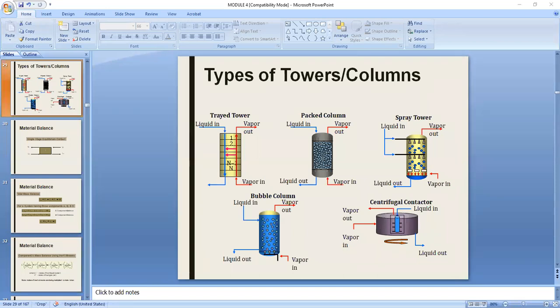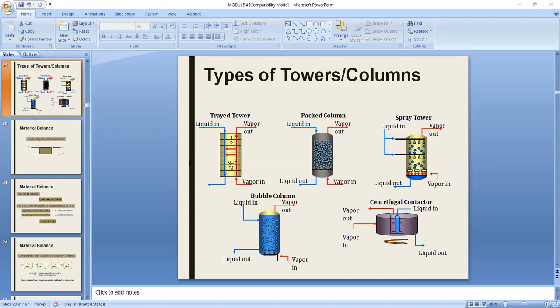So we have the tray columns here, or the plate columns. We have the packed column. I've mentioned them. This is the spray column. This is the bubble column. And the modified centrifugal contactor. In all of these particular columns or equipment where gas absorption or stripping is facilitated, vapor is always introduced at the bottom and liquid is introduced on top. That's very important for you to know.